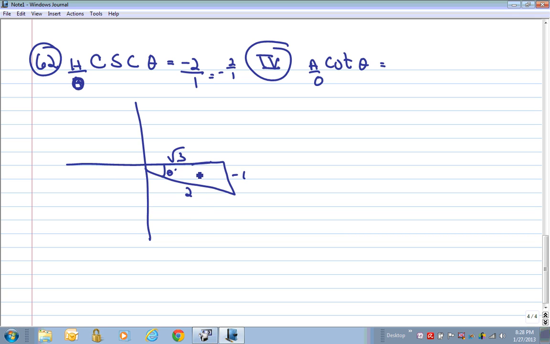So now we have our triangle filled out, and we want cotan. Cotan is adjacent to the reference angle, which would be the square root of 3 over -1. So I'm going to say -1, which just really ends up being a negative square root of 3.